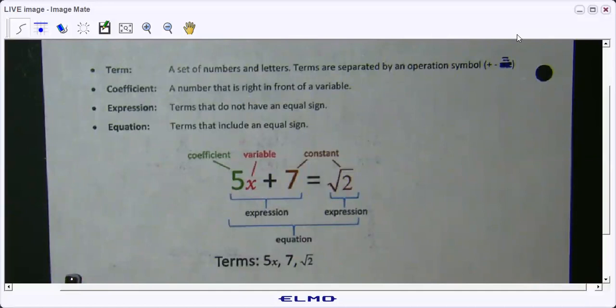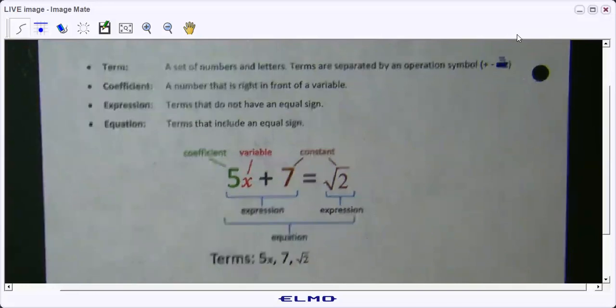A coefficient is a number in front of a letter. So in this case, 5. Is 7 a coefficient? No, because it doesn't have a letter with it, a variable. And then the letters are all variables. So there's only one variable in this equation, that would be x. So we talked about equations, expression, coefficient, term, and variables. And again, I know that this is all review, so I'm gonna move on.